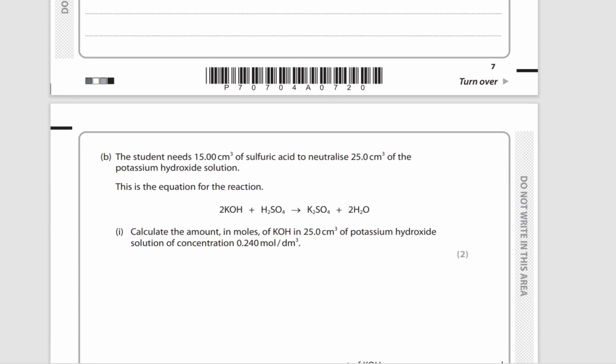The student needs 15 centimeter cube of dilute sulfuric acid to neutralize 25 centimeter cube of potassium hydroxide. The equation for the reaction is this. Calculate the amount in moles of potassium hydroxide in 25 centimeter cube of potassium hydroxide solution of concentration 0.24 moles per dm cube. So we need to find the number of moles for the potassium hydroxide, which has a volume of 25 centimeter cube and a concentration of 0.24 moles per dm cube.